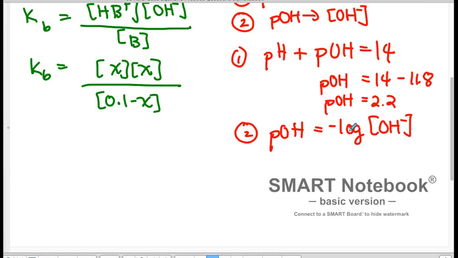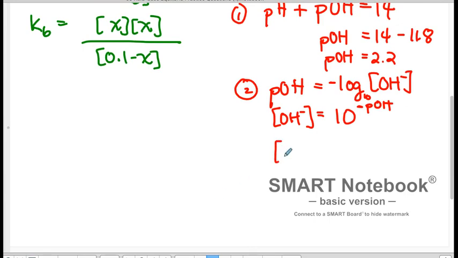To bring this logarithmic function to the other side, remember it is to the base 10. So to bring it to the other side, we would get 10 to the power of negative pOH, because the negative didn't disappear. So 10 to the power of negative pOH is equal to the concentration of hydroxide ions.